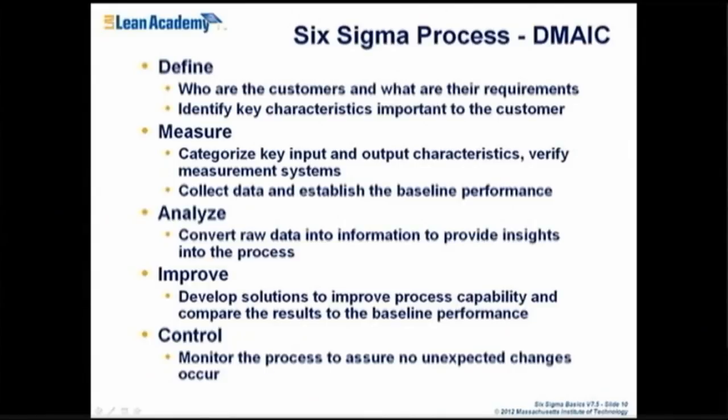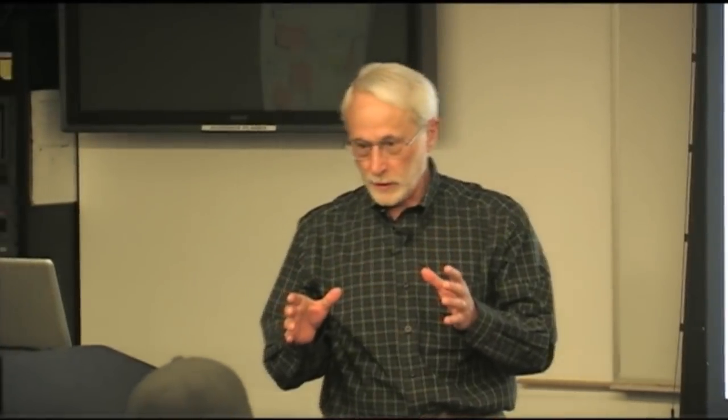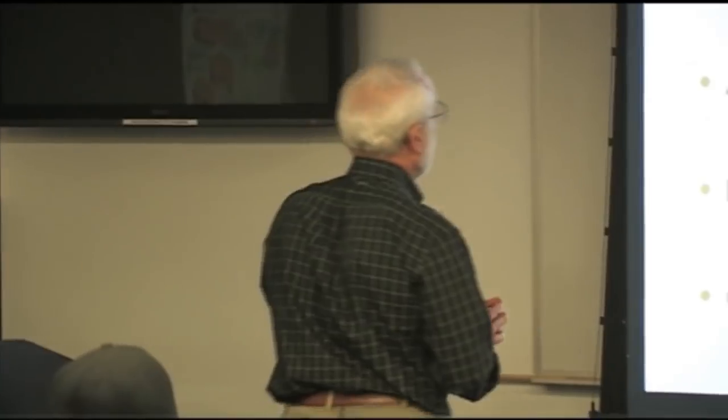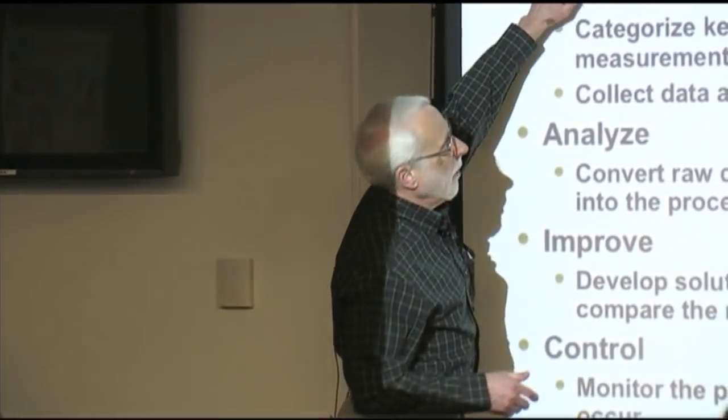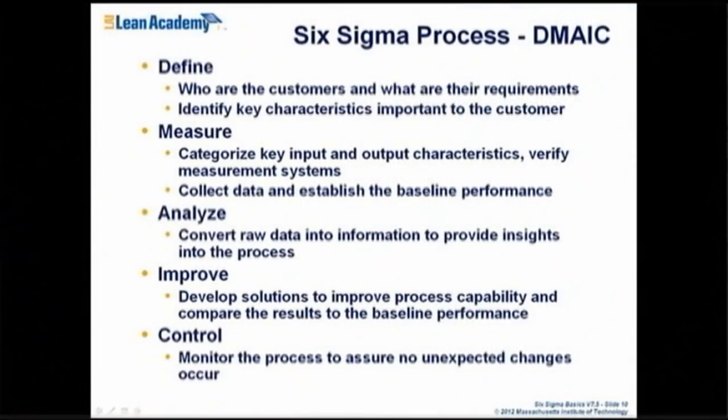So if you're doing a Six Sigma intervention, like in our pharmacy, we would have to define who the customers are and what their requirements are. In the case of the pharmacy, the customers would be whoever ordered the medicine, and they have some requirements. And then we want to know what the key characteristics are that are important to the customer.